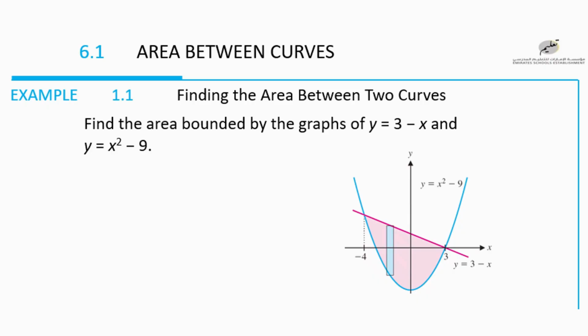Find the area bounded by the graphs of y equal to 3 minus x and y equal to x square minus 9. First of all, to get the lower limit and the upper limit, let's equate the functions. When you equate the functions, you get 3 minus x equal to x square minus 9.